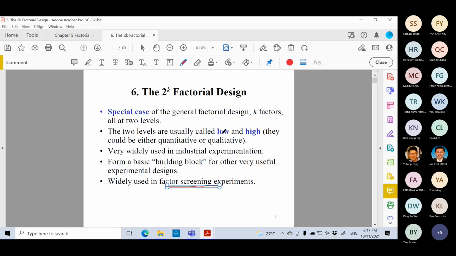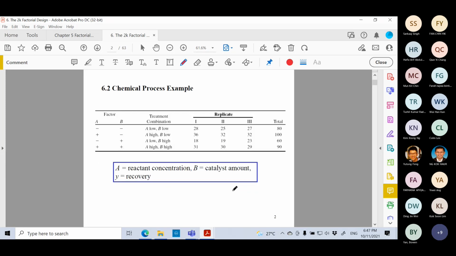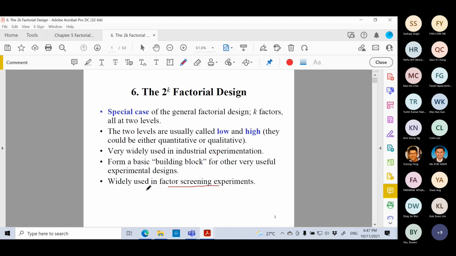If the lowest and highest show a significant difference, then you can suspect that that particular factor will be important in your analysis. Therefore, this 2 power of k factorial design is also called a factor screening experiment. Let's say I have 5 factors here: A, B, C, D, E. We'll have 5 factors.